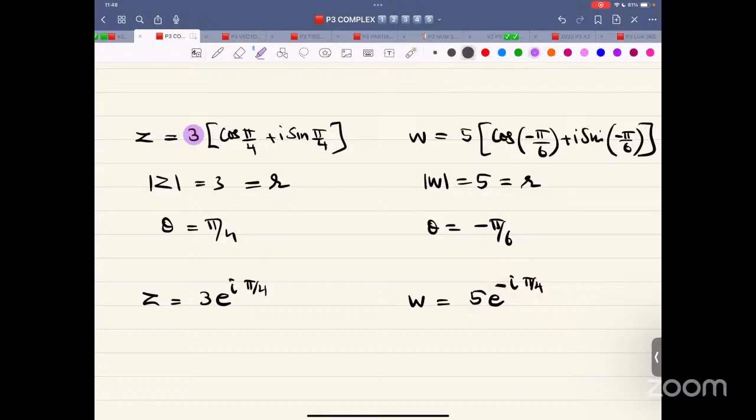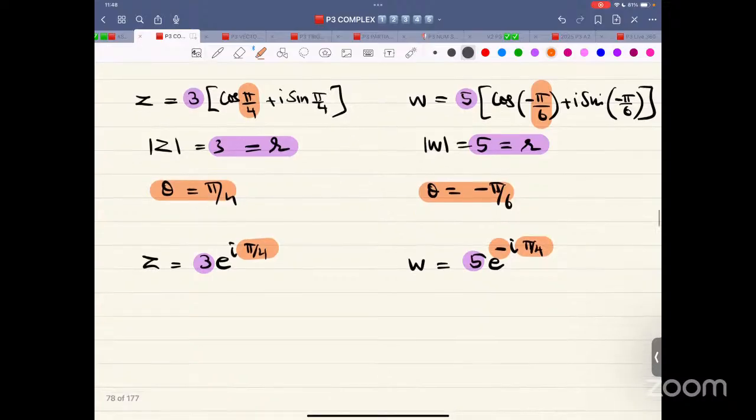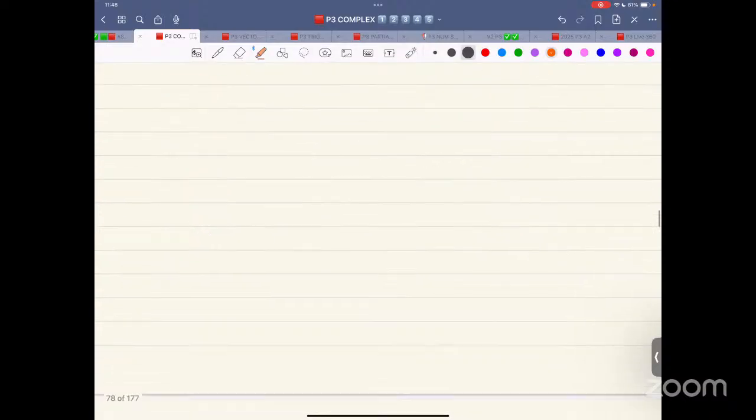So this is r, this is r, this is r over here. Okay. And this is pi by 4, this is theta, this is negative pi by 6, this is theta, this is pi by 4, this is negative pi by 4. So I think there is a small error. This is pi by 6, my bad. Okay. So this is pi by 6 and with the negatives. All done.